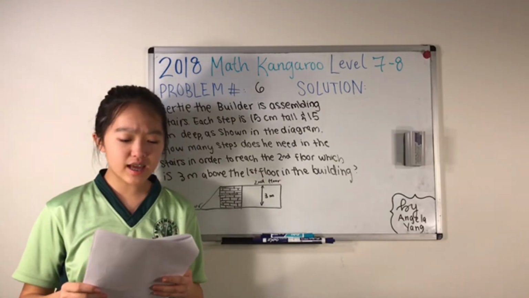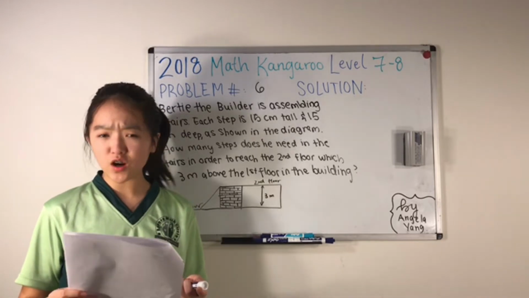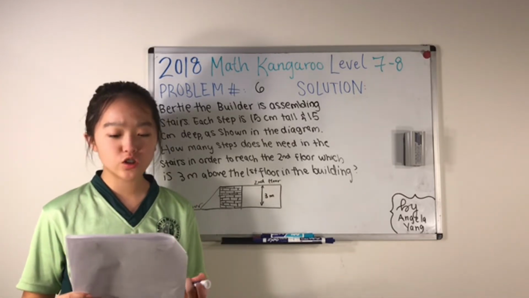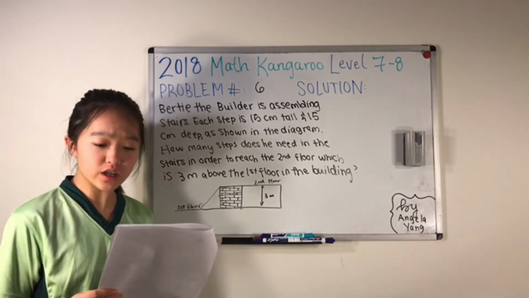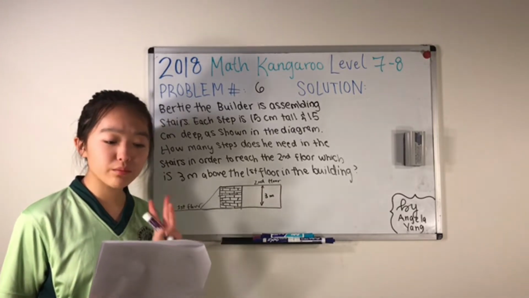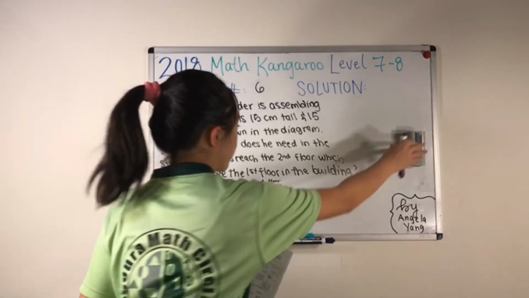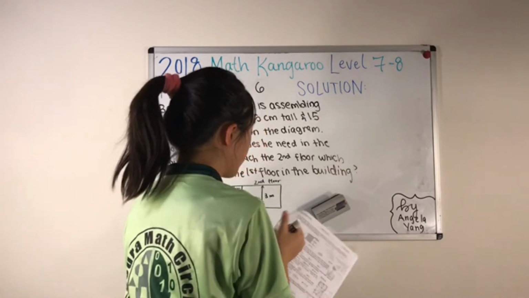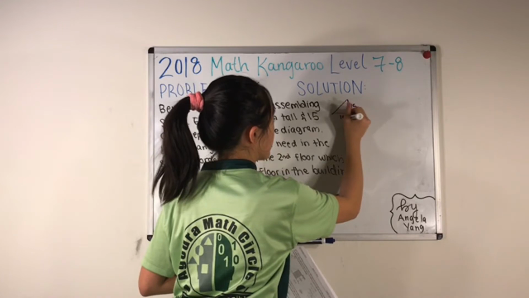Problem number 6 says, Bertie the builder is assembling stairs. Each step is 15 centimeters tall and 15 centimeters deep, as shown in the diagram. How many steps does he need in the stairs in order to reach the second floor, which is 3 meters above the first floor in the building? So to solve this, we know that each step looks like this, 15 centimeters by 15 centimeters.